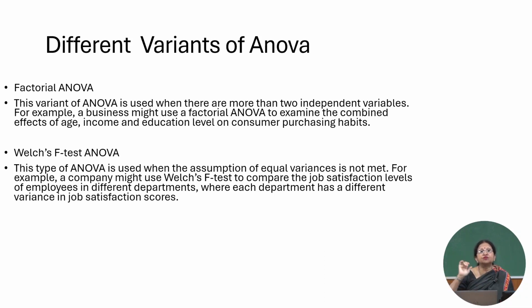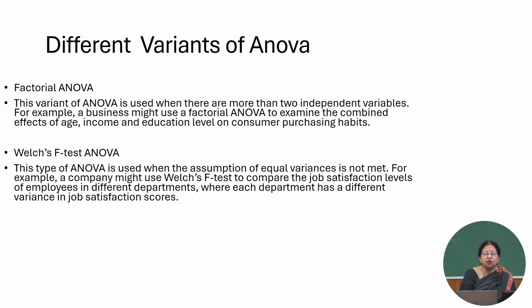Now, there is a businessman, he has opened a shop and he has now put some very fancy items in his shop. Depending on the age, the income group, and the education level, he is trying to study the consumer purchasing habit. Obviously, those who are not aware of those fancy items will not buy. So there he has used factors of age, and of course, education, income, everything.